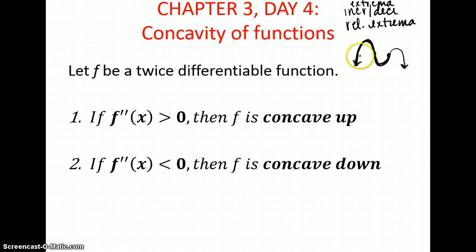So for concavity, think shape of parabolas. Let f be a twice differentiable function. If the second derivative is positive, then the function is concave up. So concave up, think upward facing parabola. If the second derivative of a function is negative, then the function is concave down. So we'll think downward facing parabola.